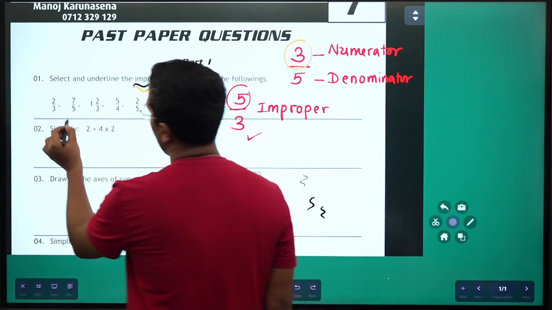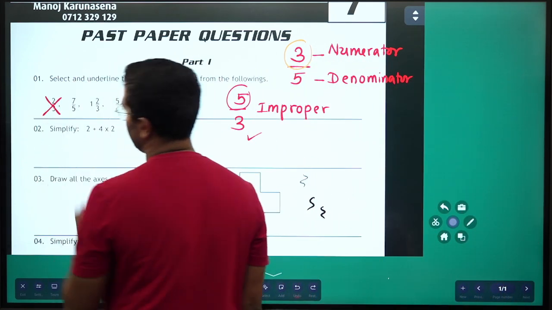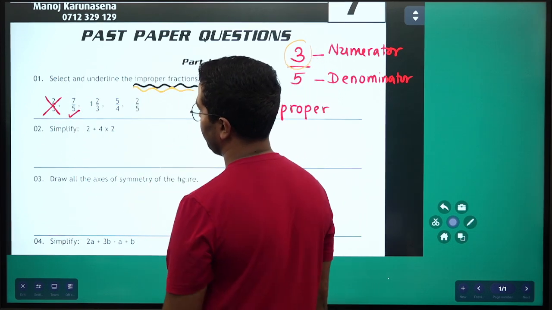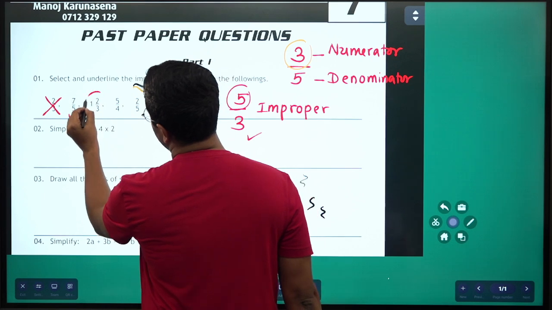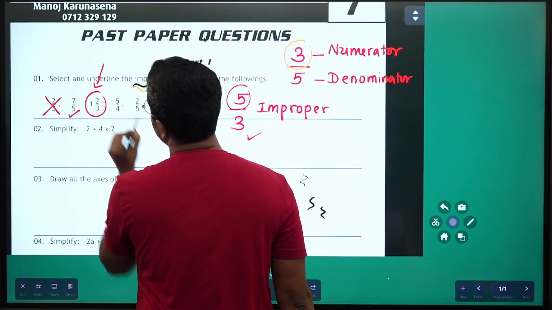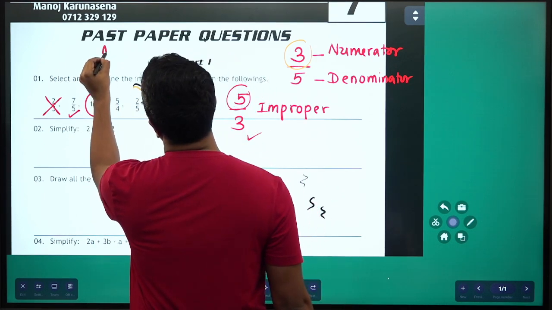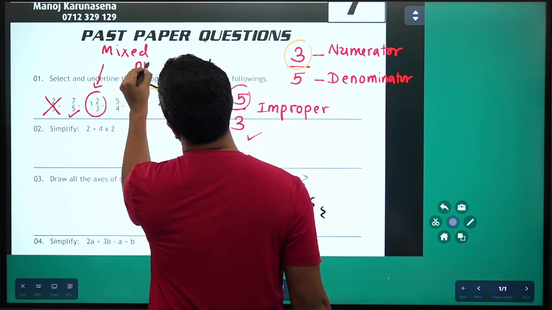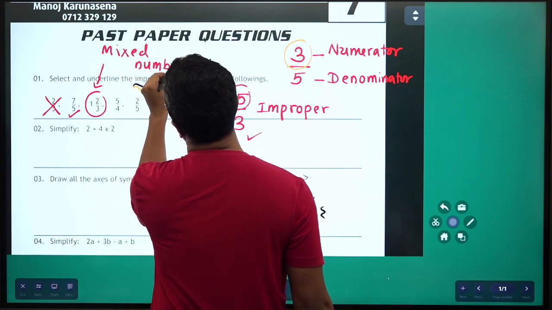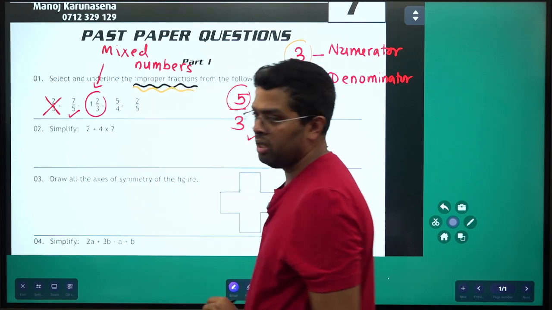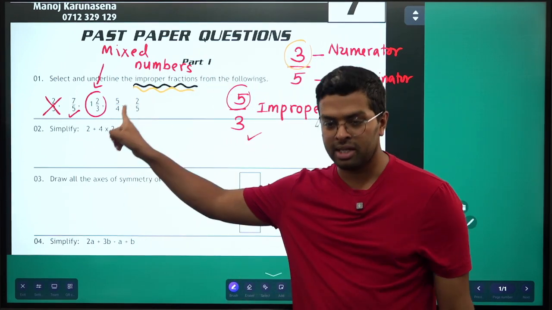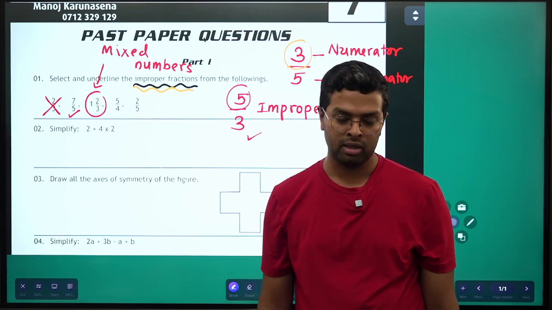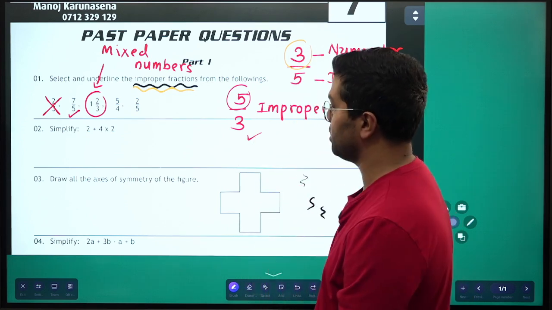Here 2/3 is a proper fraction. 7/5 is an improper fraction, right? What is this one? These we call mixed numbers. What is the reason for calling them mixed numbers? Because in this particular number, we have a whole number and also a fraction part. So they are called mixed numbers.